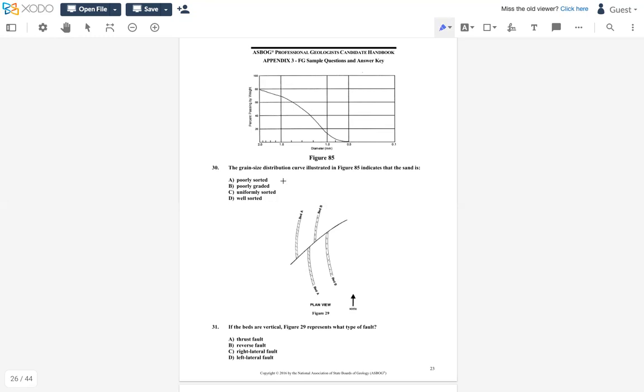But just for a quick review, sorting refers to the distribution of grain sizes of a sediment. So something that's well graded, because they're opposites, graded and sorted, means that we have a good distribution of particles. You're going to see a lot of sizes represented, and this is equivalent to poorly sorted.